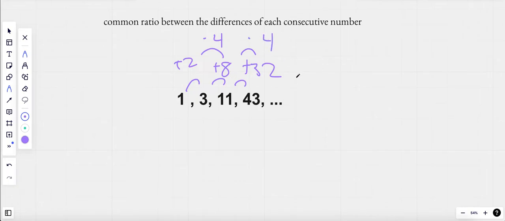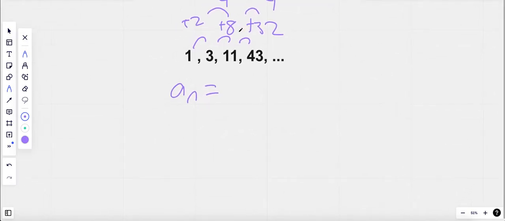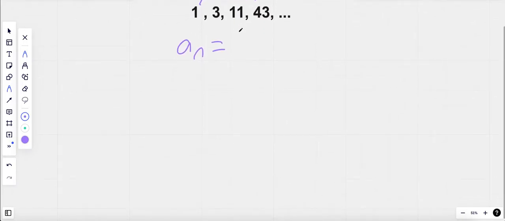And I wanted to know if we could use this common ratio between the differences to write a general formula for this sequence. And I wanted to do this for all sequences, not just this one, which follow this. And to do that, let's take a step back and replace each of these terms with a variable.